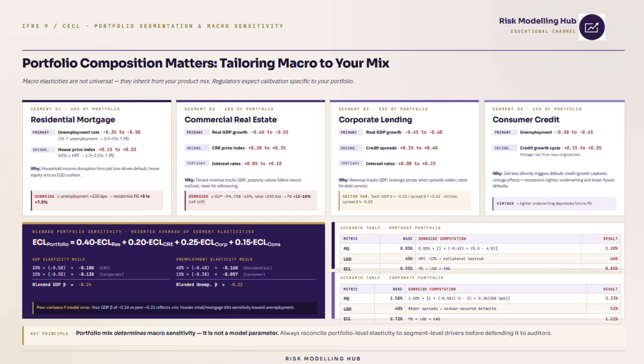Now, here's the critical truth. Macro elasticities are not universal. A GDP shock doesn't hit your residential mortgage portfolio the same way it hits your corporate lending book. So let's first discuss the residential mortgage, the first box. These are primarily driven by unemployment: households lose jobs, they stop paying mortgages. Unemployment elasticity ranges from minus 0.1 to minus 0.8 basis points per 1% of unemployment rise.